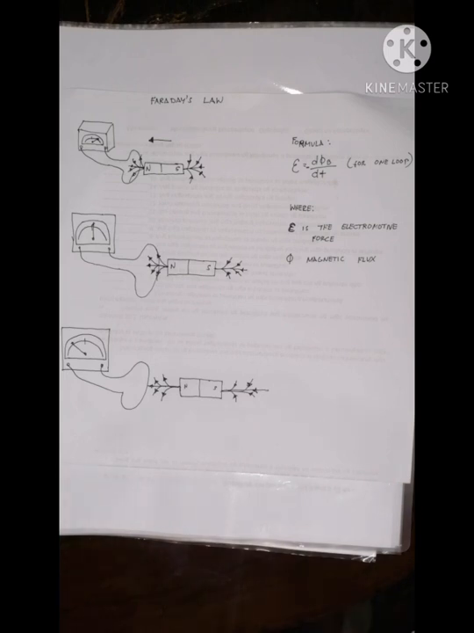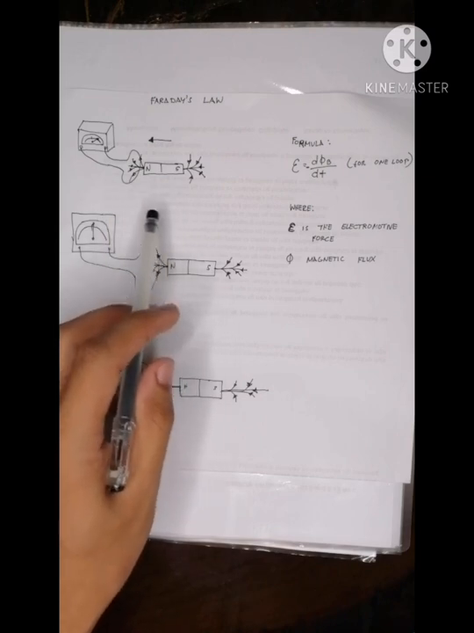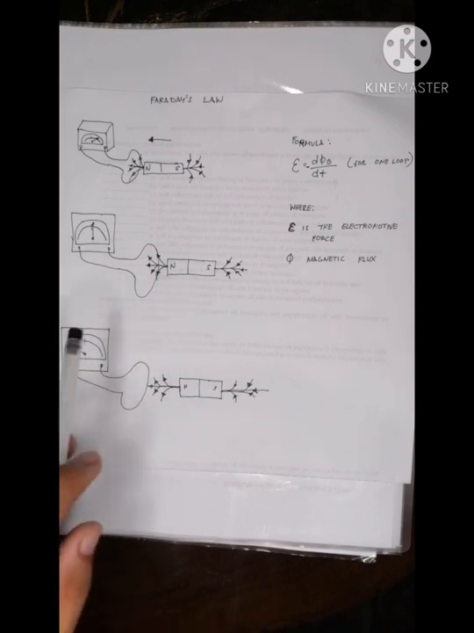So what is Faraday's law? Faraday's law states that a changing magnetic field produces an electric field, or electromotive force, in a loop of wire. This means that when there are changes in our magnetic field, it will produce electric flux or electromotive force. Now, we can see this in our illustration.